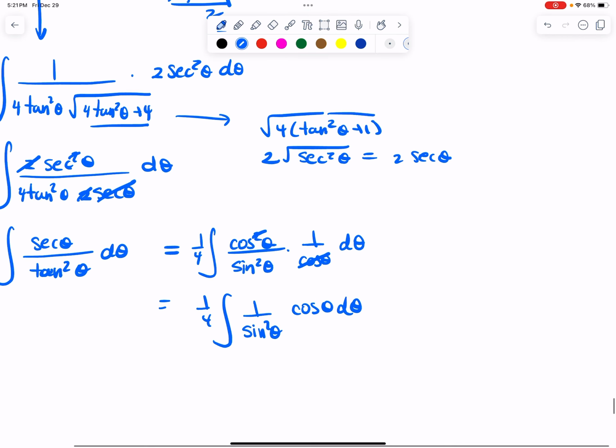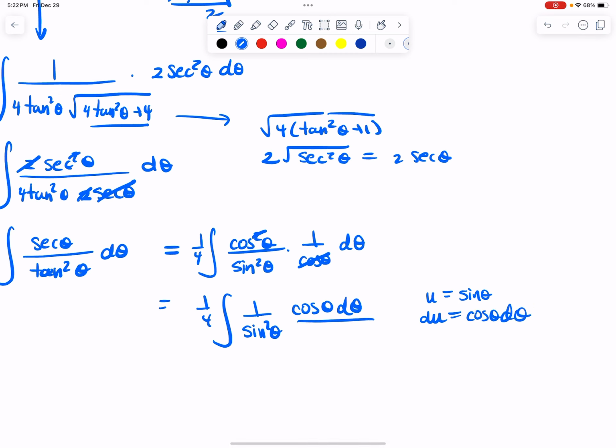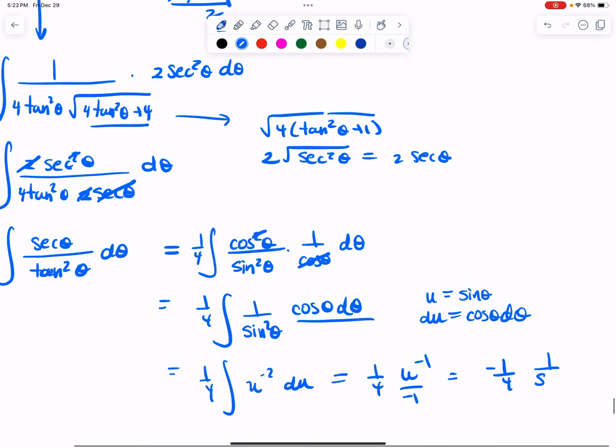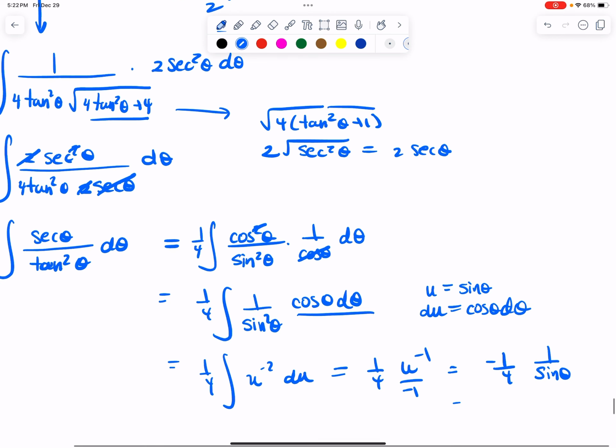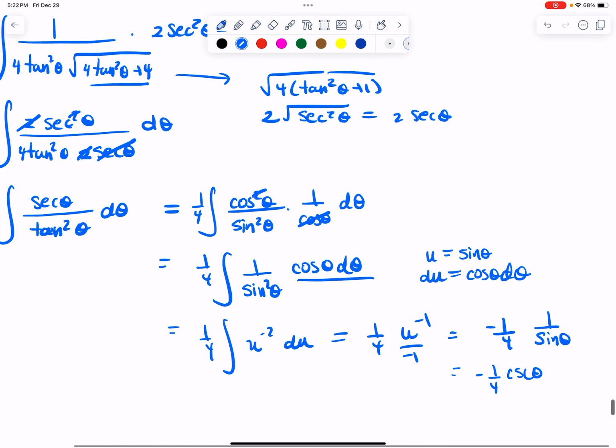Now I see a u sub. We will let u be equal to sine theta, then du is cosine theta d theta, which I see right here. So this becomes 1/4 u to the negative 2 du, or 1/4 u to the negative 1 over negative 1. We got to go back to sine, so it's really negative 1/4 1 over sine of theta, or negative 1/4 cosecant of theta, all plus c.